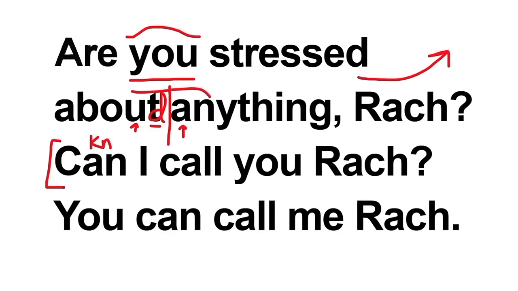When a word begins with a vowel and the word before ends in a consonant, this is an easy time to link, just like up here when we used a flap T to link. Can I, can I, can I. Linking an ending consonant to a beginning vowel helps smooth out the line. Can I. Can I call you Rach?